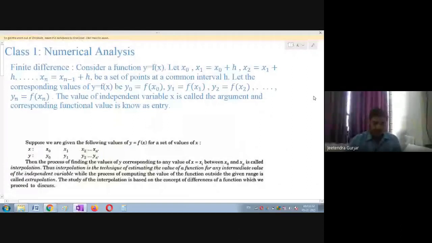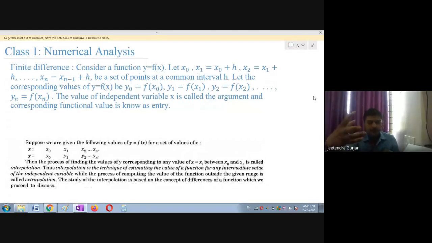We'll just give a brief introduction about numerical analysis. So you can see this is helpful, where we are studying the finite difference. Why do we study all these things? I'll just brief the idea: to estimate an accurate value of the dependent variable corresponding to a value of the independent variable.